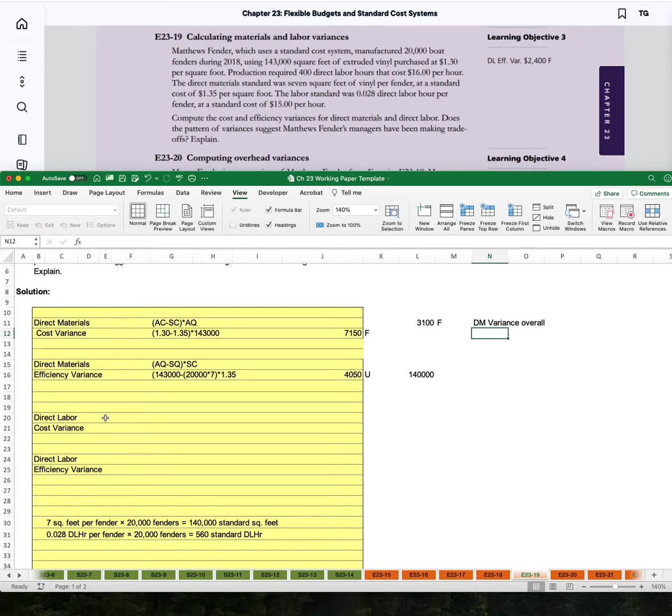So let's come down to the direct labor cost variance. Our formula is the same, so I'll just go ahead and copy that down. And then let's find this information. So we're looking for actual cost, which they tell us was 16 per hour, minus the standard cost of 15. So we know that this is going to be unfavorable because we paid $1 more than our standard, which means our expense was greater, times the actual quantity, which was 400.